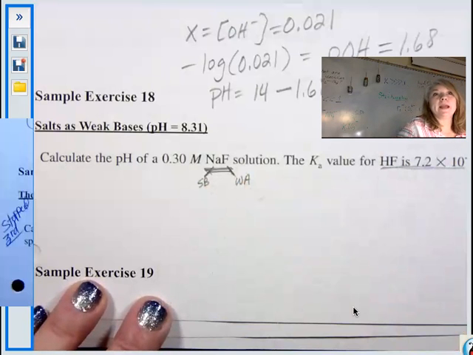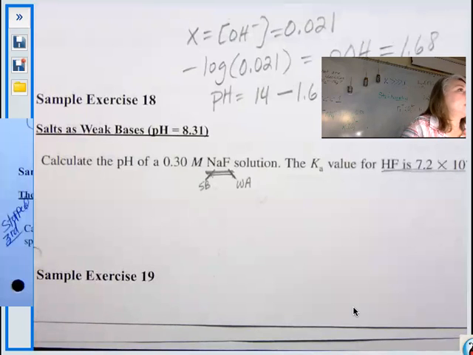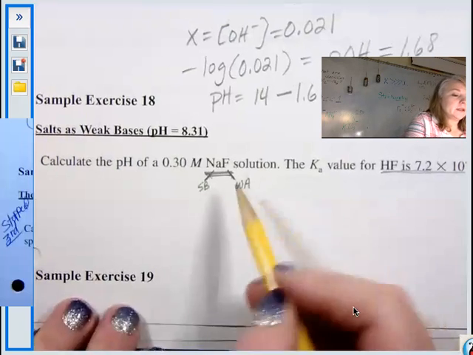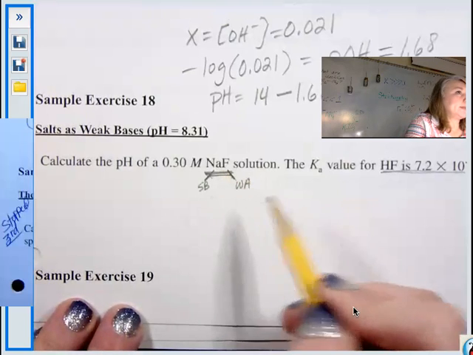That it's a stronger base than water. Yes, we do know that. It's not actually a strong base, it's just stronger than water. So that means that it's going to govern the pH. If water were the stronger one, then the pH of this solution would be 7. But this F minus comes from a weak acid, which means that it's a stronger base than water.